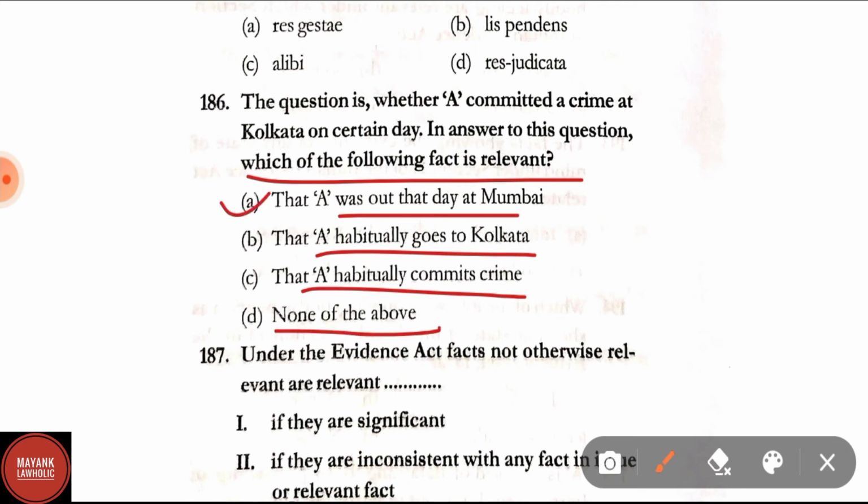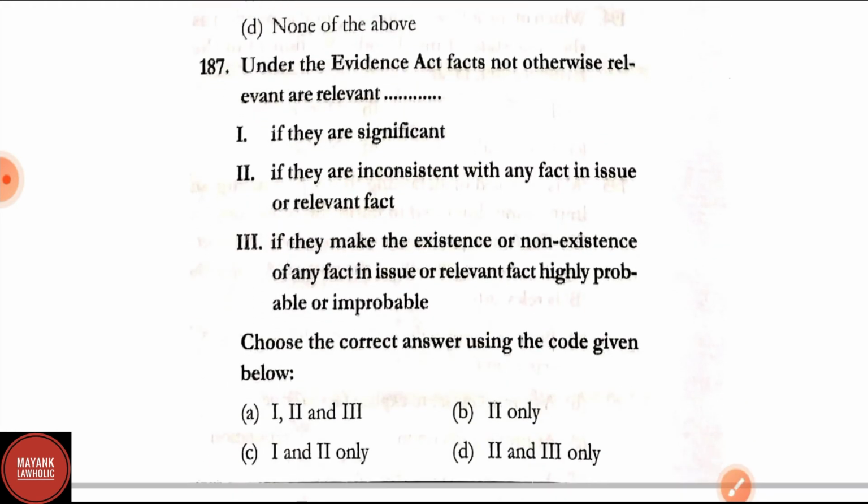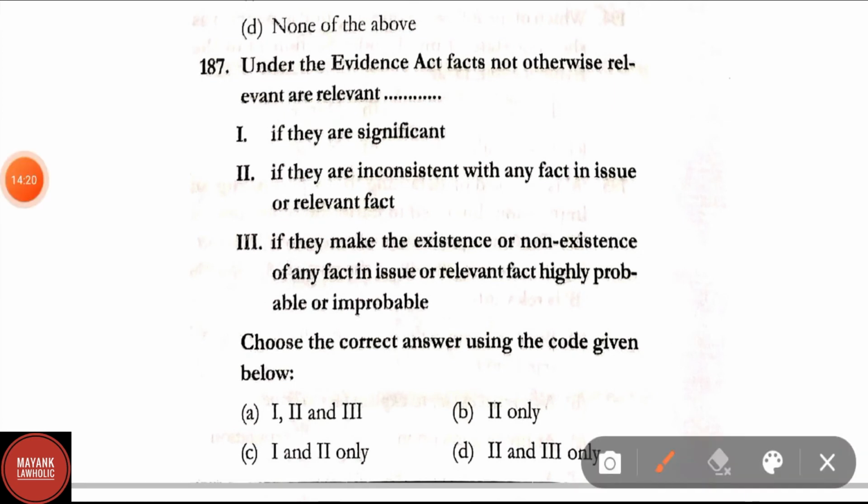Here correct answer is option A, that A was out that day at Mumbai will be the right answer. Question number 187. Under Indian Evidence Act, facts not otherwise relevant are relevant dash if they are significant.